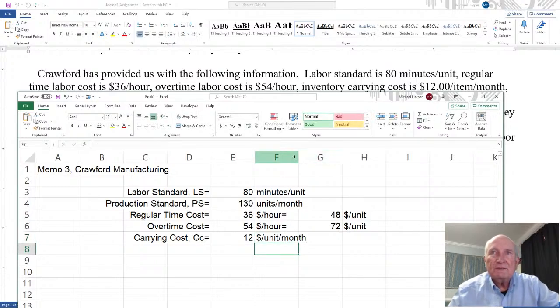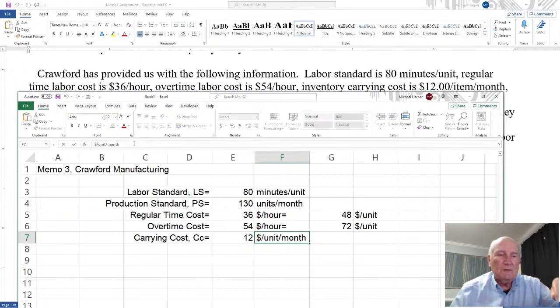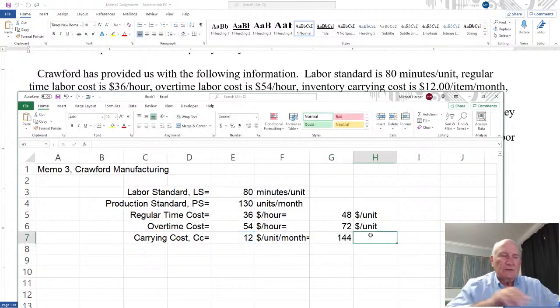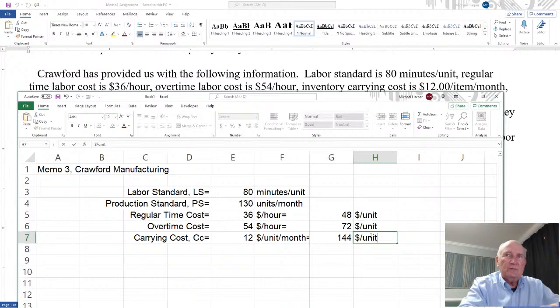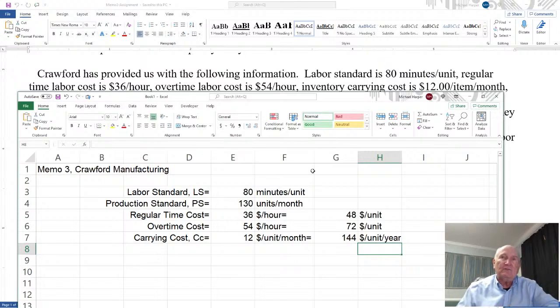Let's expand this a little bit to include all of that. And so, we can do it per month, or probably what we'll be doing is just having our cost per unit per year. That's going to equal 12 times 12 months in a year. That's going to be dollars per unit per year. And we'll probably be using that. We can use both of them if we want.